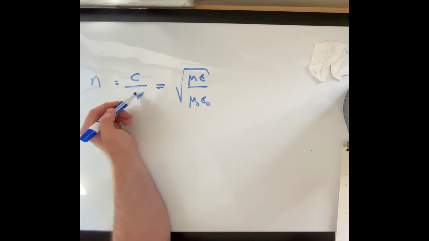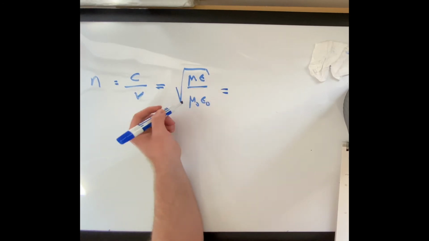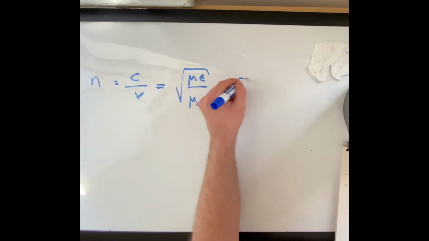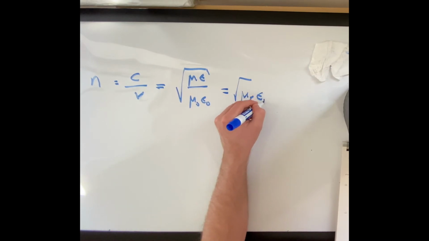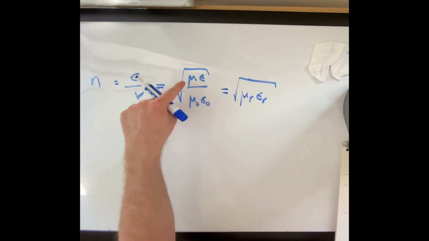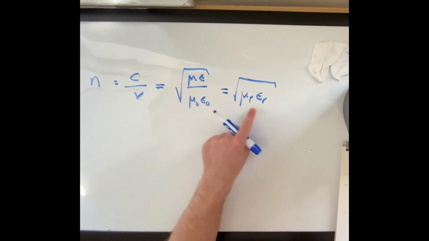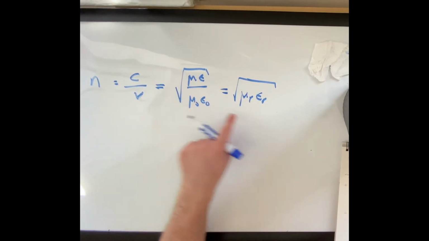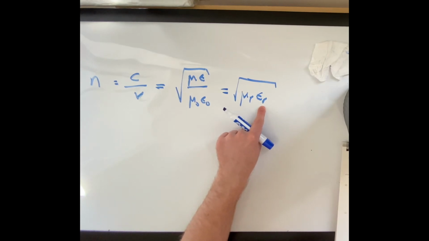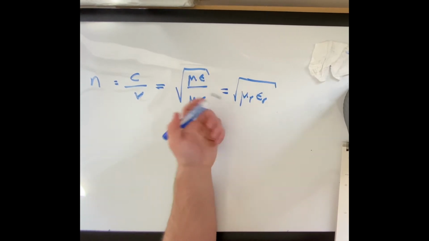But so that's this, and we can write this the way they write it, which is the square root of mu r epsilon r, where mu r is just mu over mu naught. It's called the relative permittivity of free space. Epsilon r is epsilon over epsilon naught. This is called the relative permeability of free space. It's just a little notation thing.